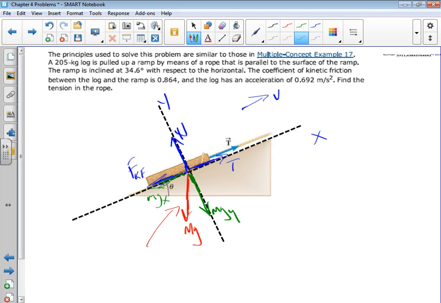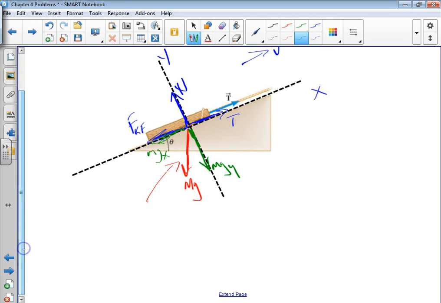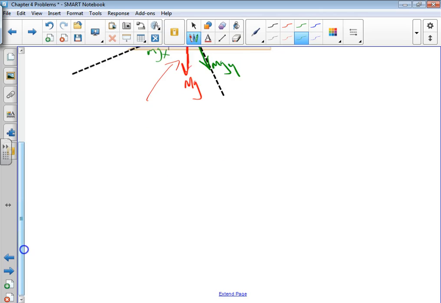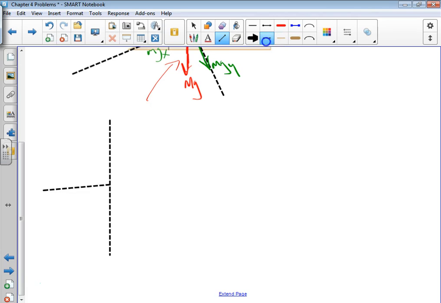Let's take a moment and make an honest to goodness free body diagram, not one that's drawn on top of the drawing, and do a component diagram as well. And when we get to the component diagram, we will discuss what we do with the x and y components of the weight.